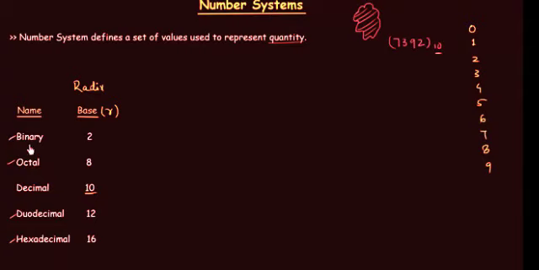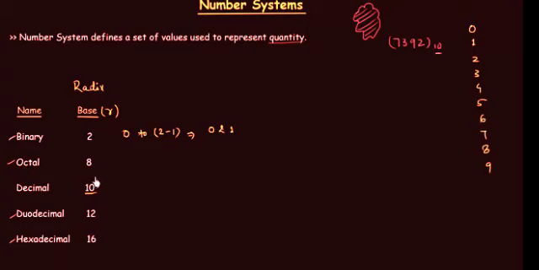For binary, we have 2 different digits. Now what are these 2 different digits? The digits start from 0, with an increment of 1 every time, and end at r minus 1, where r is the base, and in this case r is 2. So 2 minus 1 gives us 0 and 1. So there are only 2 digits in the binary number system, and in binary we do not call them digits but bits. And as there are 2 numbers, we call this system the binary number system.